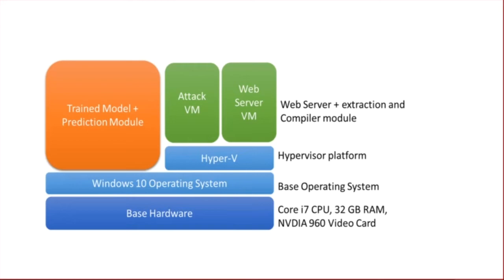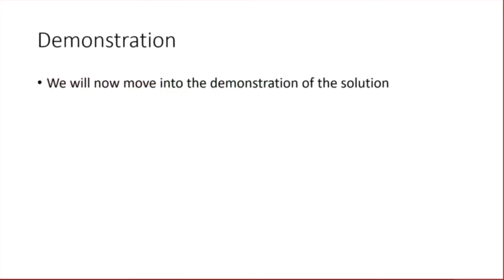The hypervisor platform runs 2 VMs. One is an attack VM running Kali Linux. The second is a web server VM running Apache, as well as MySQL, and also the extraction and compiler modules. We will now jump into the demonstration.